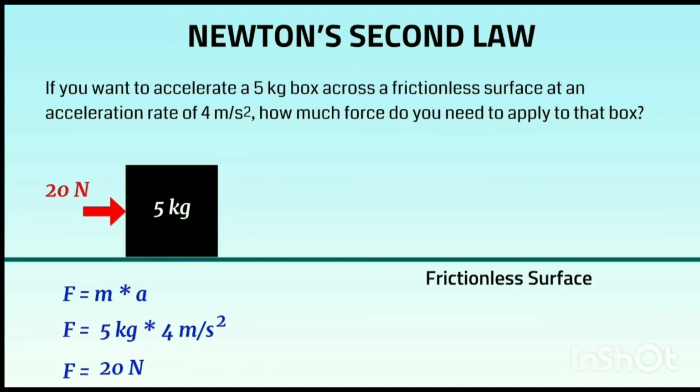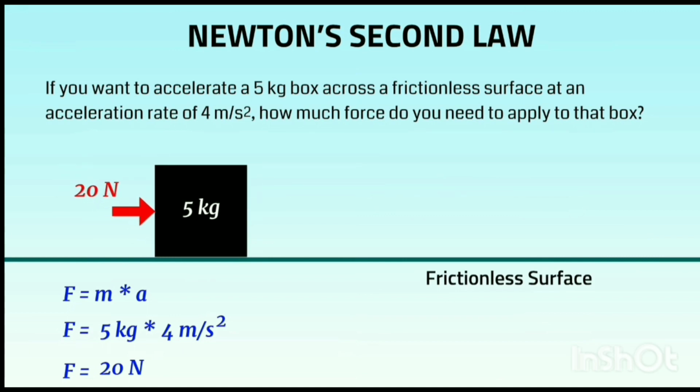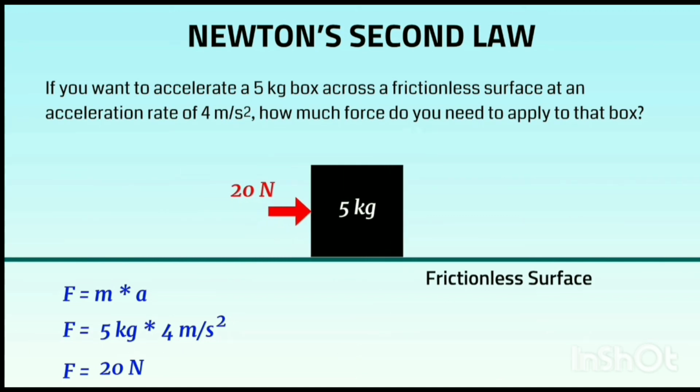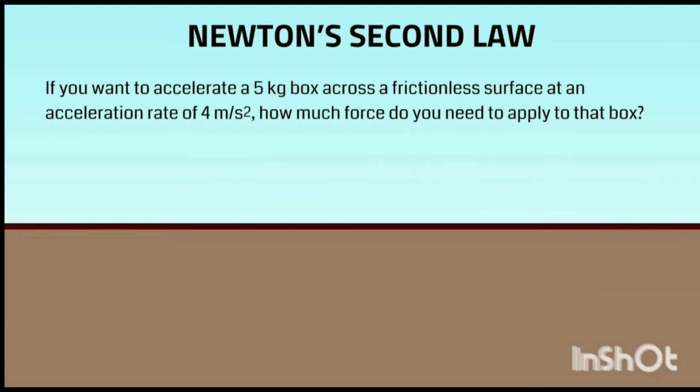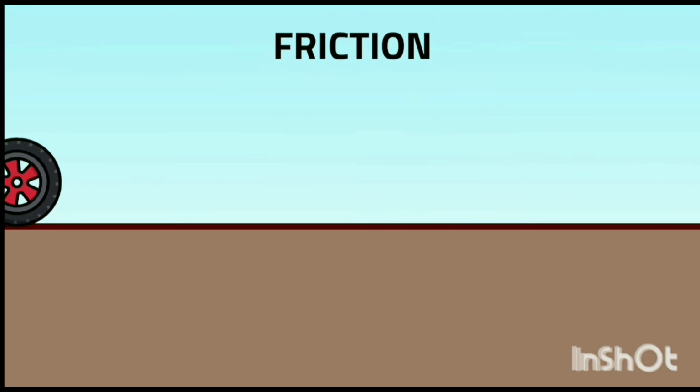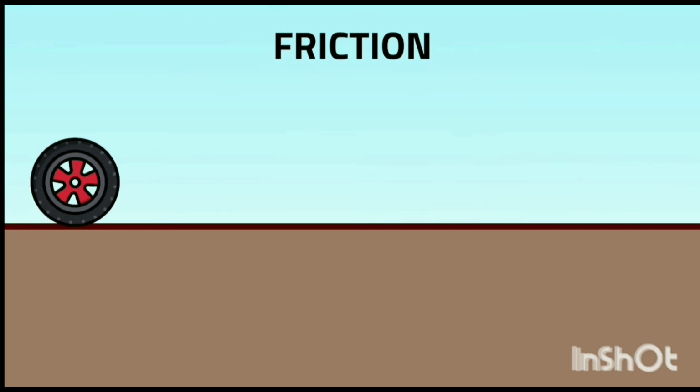Similarly, if you apply a constant 20 N force on a 5 kilogram box, you can determine how much the box can accelerate second by second. Here we use the term frictionless surface. What is that? We already see that friction is also an external force.